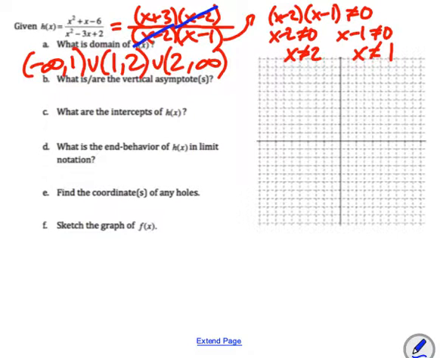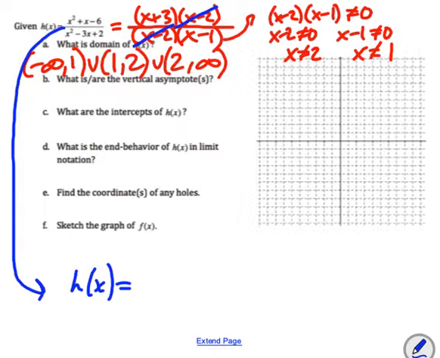The x minus 2 cancels, and so what we're left with is this function right here. This whole thing really simplifies, and I'll bring this down here. This whole thing, h of x, actually simplifies to x plus 3 all over x minus 1.